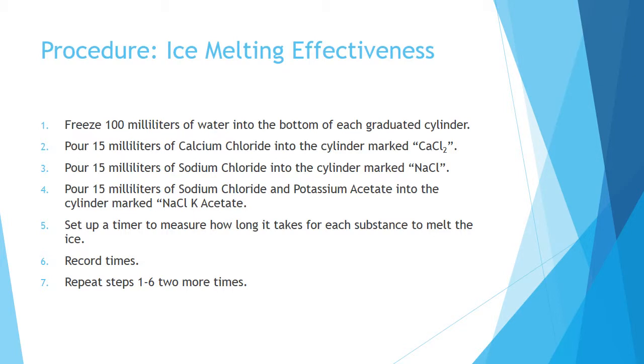For the ice melting effectiveness test, freeze water into the bottom of each graduated cylinder and pour each substance into their designated cylinders. Then set up a timer to measure how long it takes for each substance to melt the ice, and record the times and repeat 2 more times.